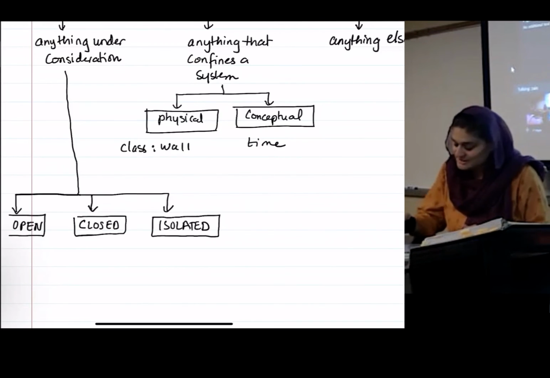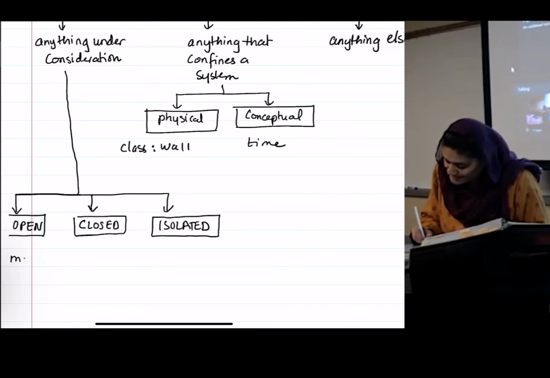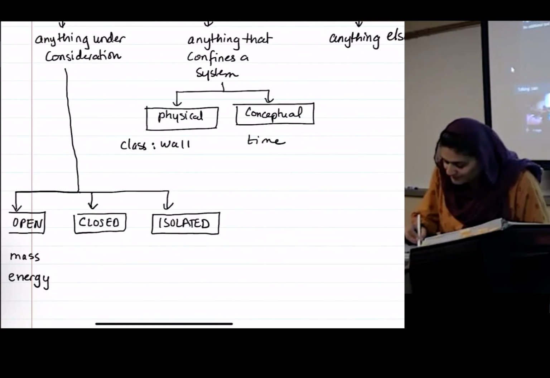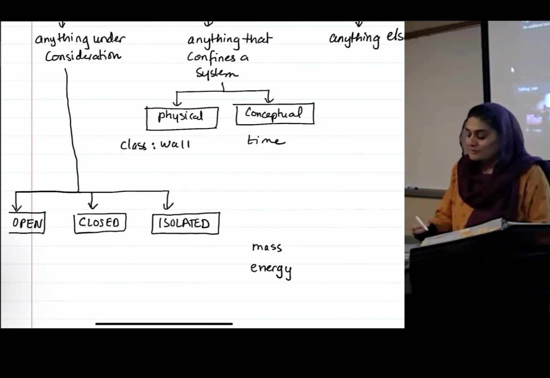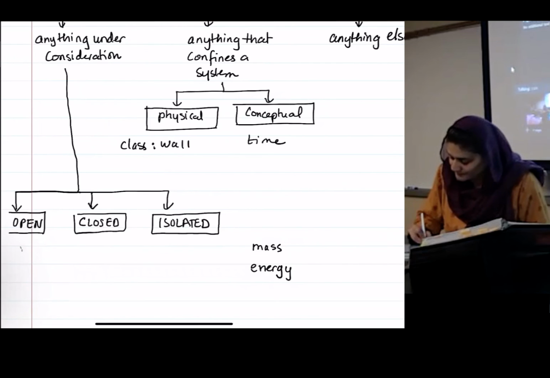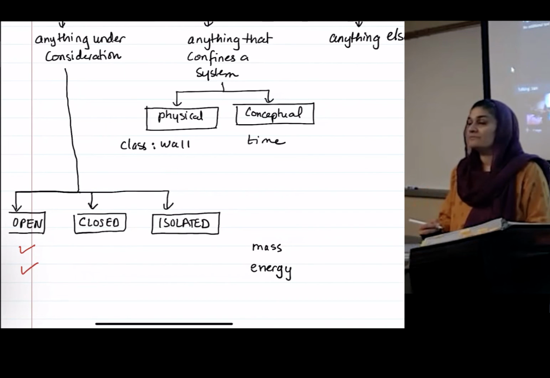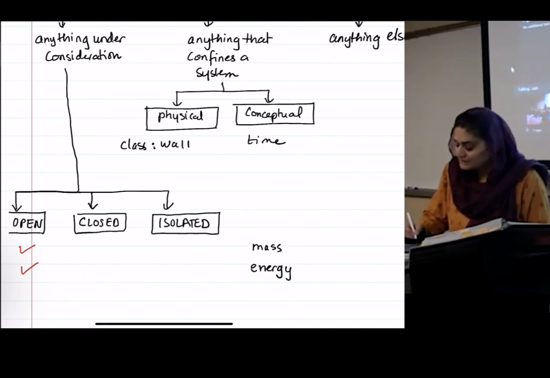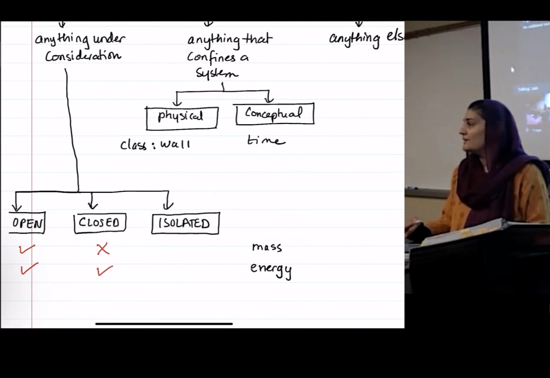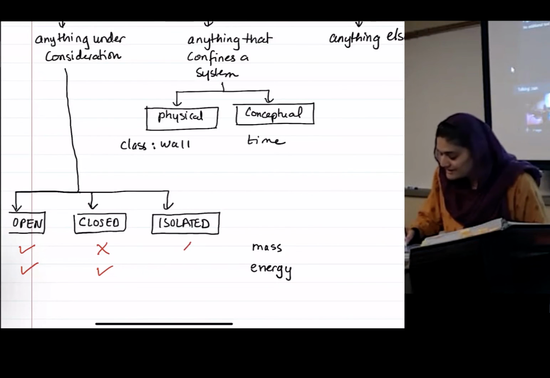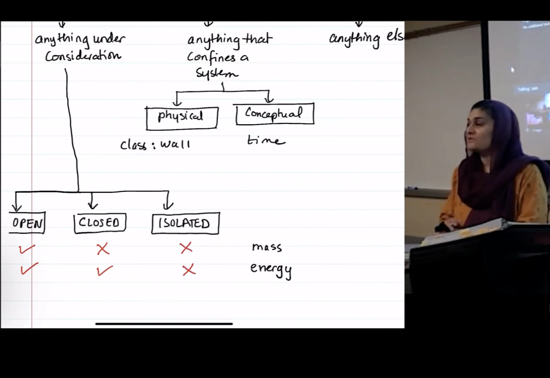Okay, so what is an open system? Mass and energy can be added and escape. Okay, I'm gonna move this here. So in an open system, mass and energy are allowed to go in and out. In a closed system, mass is not allowed to go, but energy is allowed to go. And in an isolated system, neither of those two things are allowed to move.